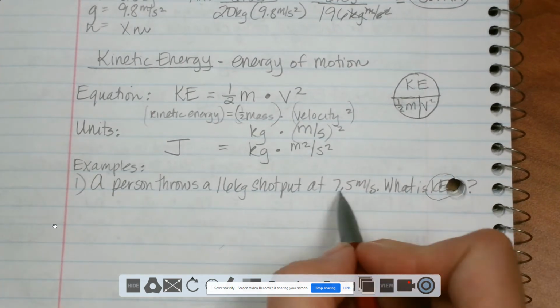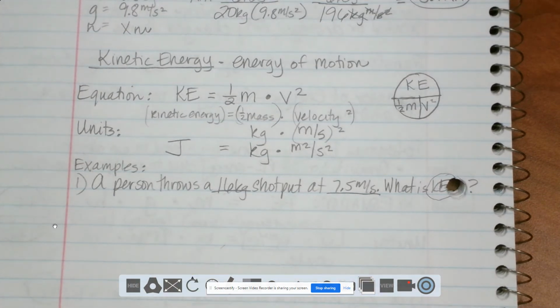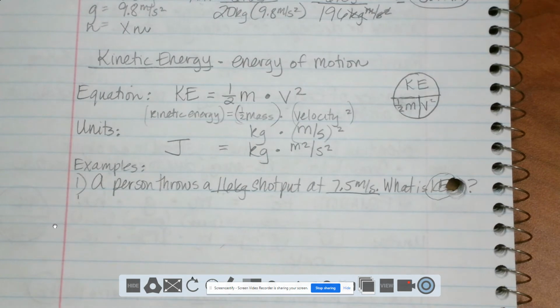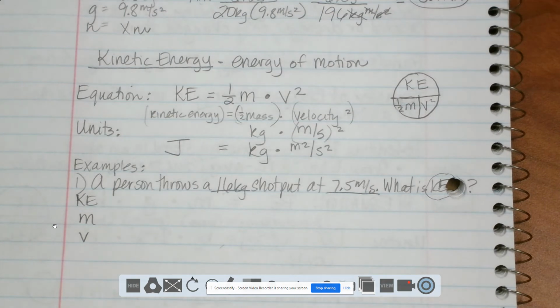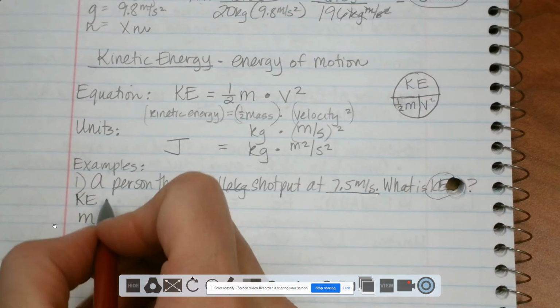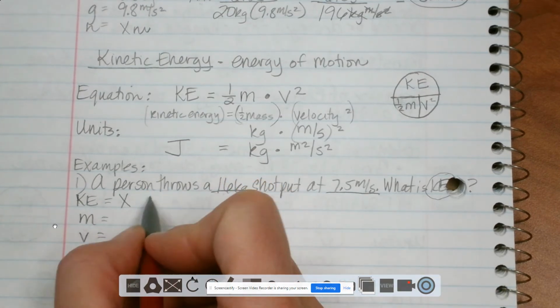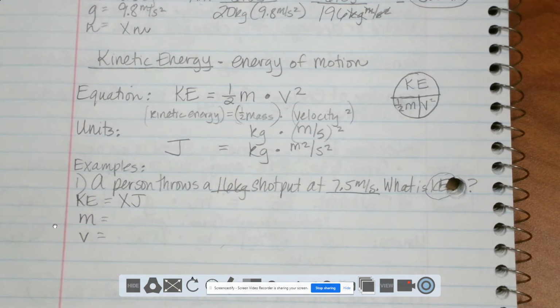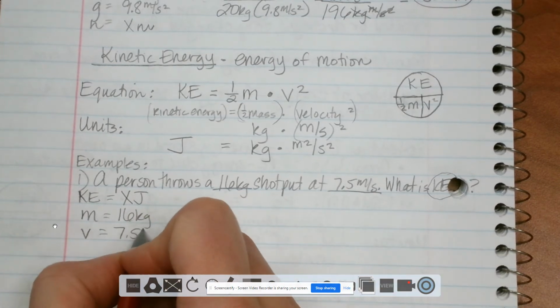I'm given a velocity of 7.5 meters per second and a mass of 16 kilograms. So no gravity involved in this one. Don't worry about gravity because we're not having to think about that in kinetic energy. All right, I'm going to write down my variables. Kinetic energy is KE; mass and velocity are the two things that I need along with my kinetic energy. Kinetic energy is what I'm looking for. We know that it's X, and we also know that we're using joules, just like in potential energy. My mass is given to me as 16 kilograms, and my velocity is given to me as 7.5 meters per second.